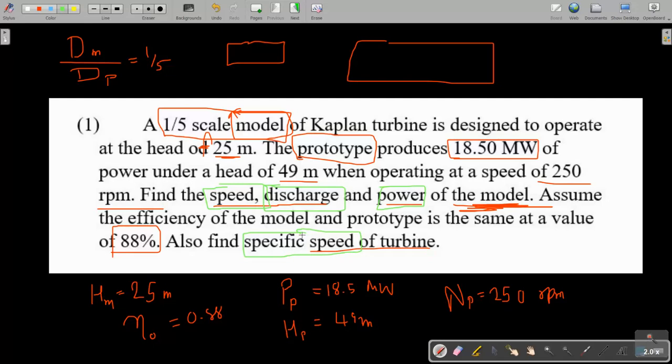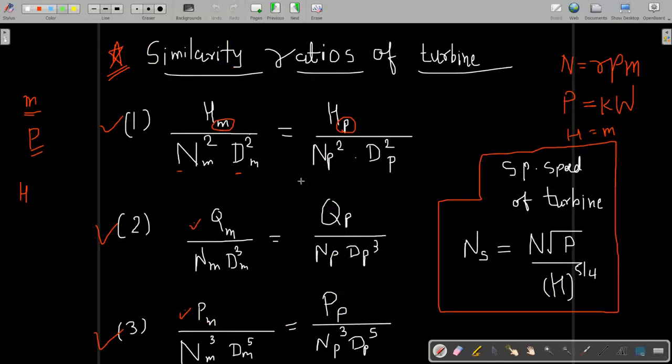These four things we have to find. So first of all, how we can find the speed? First of all we will try to find out the speed. From which equation can we find the speed? Look at the first similarity ratio: head of model is given in our question as 25 meter, and working head of the prototype, that means actual size, is given as 49 meter. RPM of the prototype is given, and the diameter ratio is given, okay. Now one unknown, so here we can easily find it out.